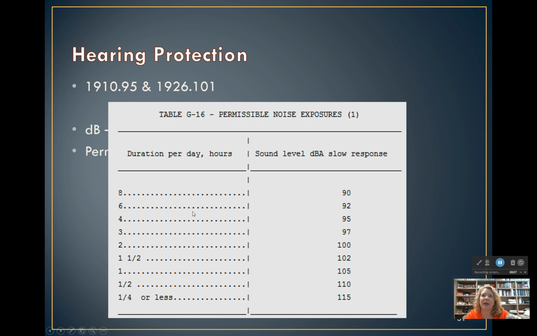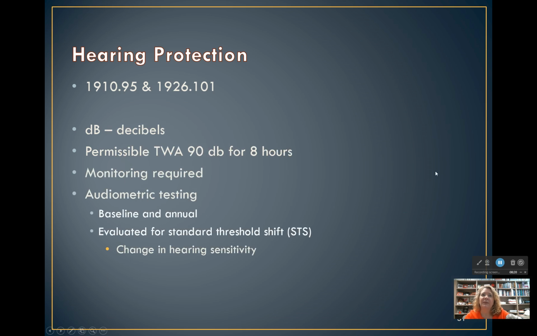But you can see here that if it's 92 decibels for 6 hours, you have to have hearing protection. If it's 100, the employees can only be exposed to that for 2 hours a day, and so on. So we do have to monitor that, and we have to test that.